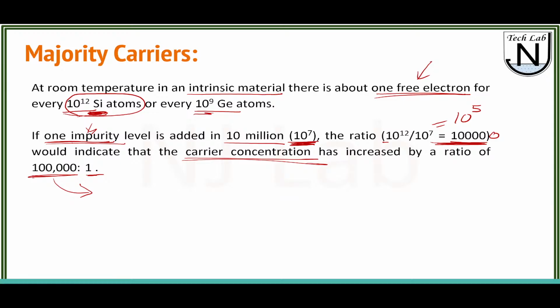So it is the reason that our intrinsic semiconductor should be as pure as possible, because by adding controlled impurity, we can increase the conductivity of the semiconductor in a controlled manner, right?